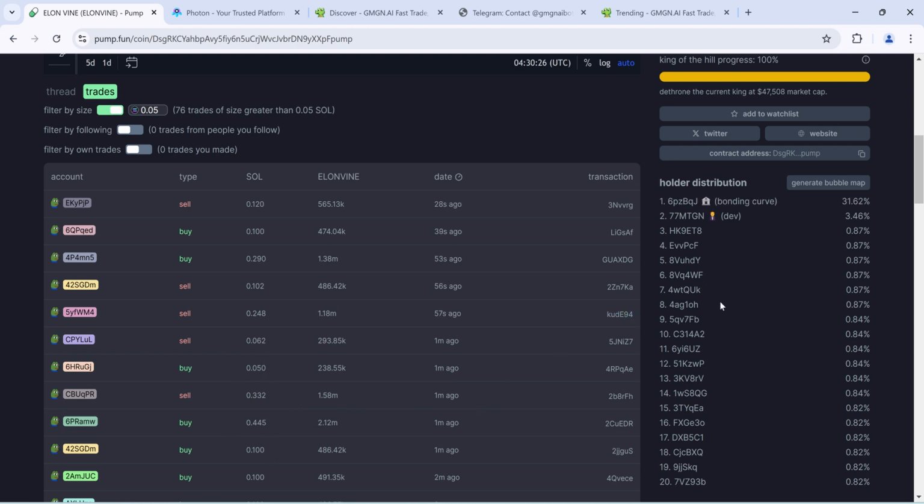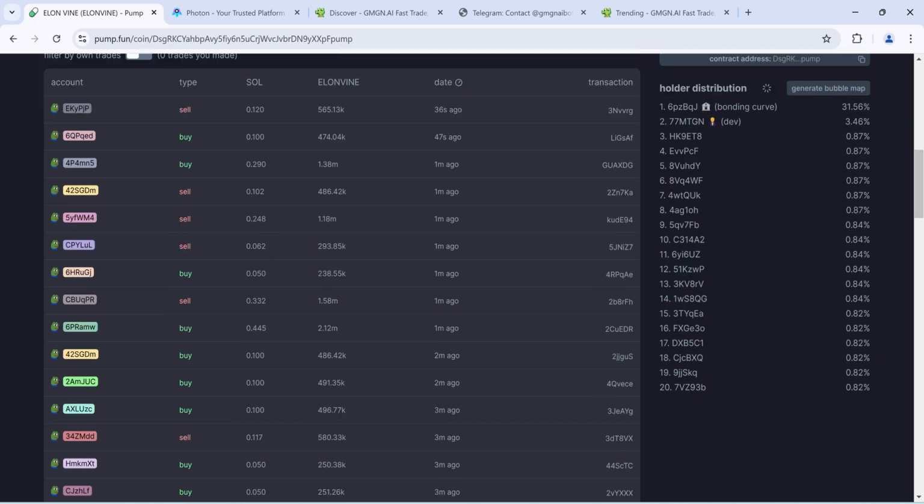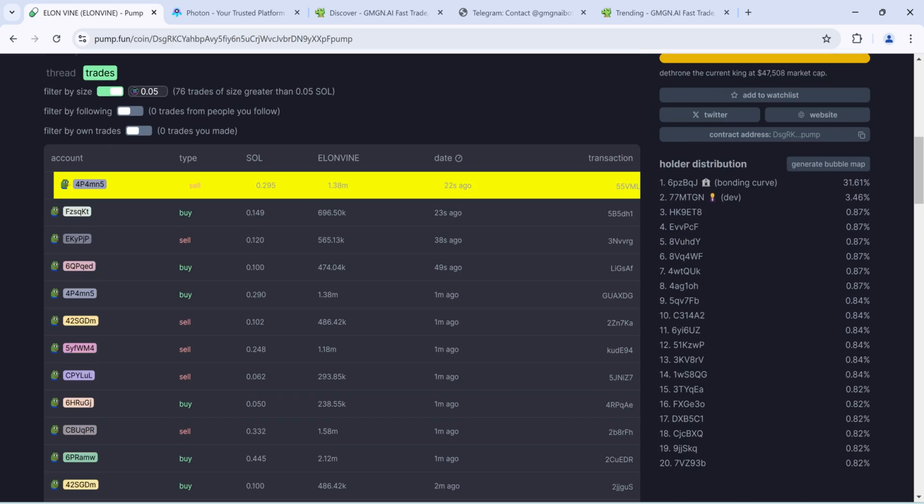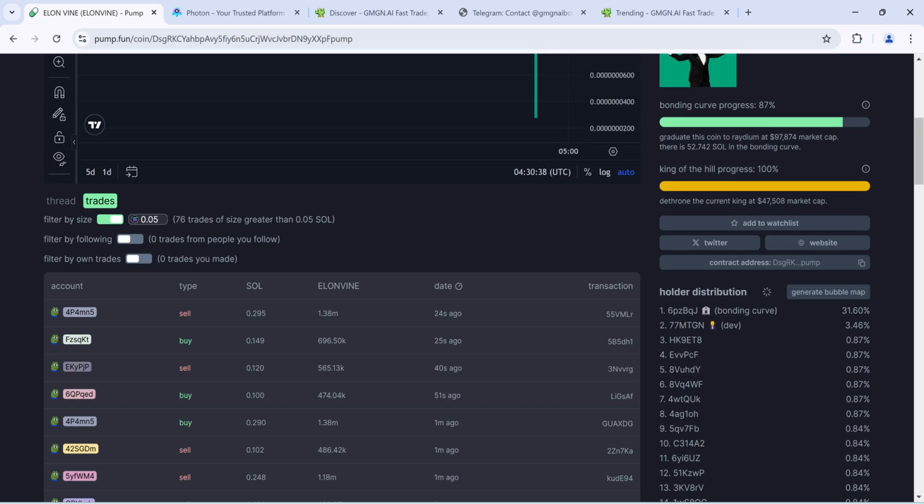But now there is a very tricky thing here. You just see that the dev is holding only 3% of the supply. When you are looking at these wallet holdings on Pumpfun, it's very deceiving. It doesn't actually give the right information on how much the dev is holding. So what do you do? You copy your contract address here.